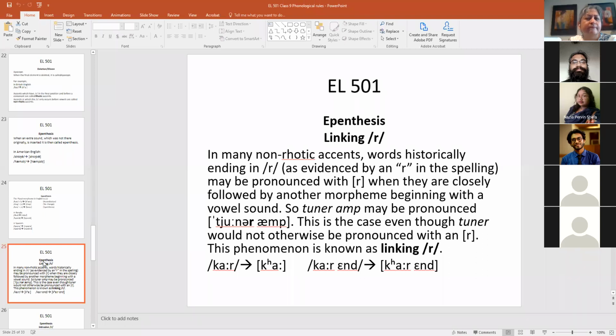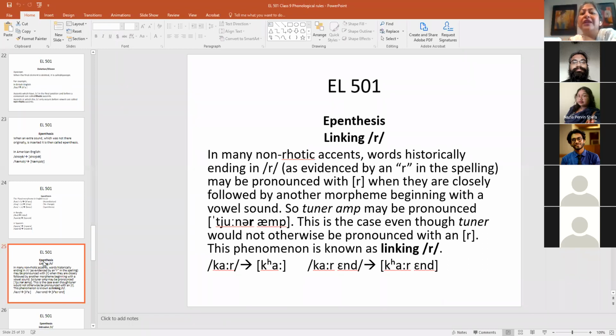When we don't pronounce the R at the end of the word, say in British accents, right? So in the non-rhotic accents, words historically ending in R, as evidenced by an R in the spelling, may be pronounced with R when they are closely followed by another morpheme beginning with a vowel sound. So as long as you have a word that ends in the R sound, and the next word that begins must start with a vowel, in that case, they will pronounce the R sound.